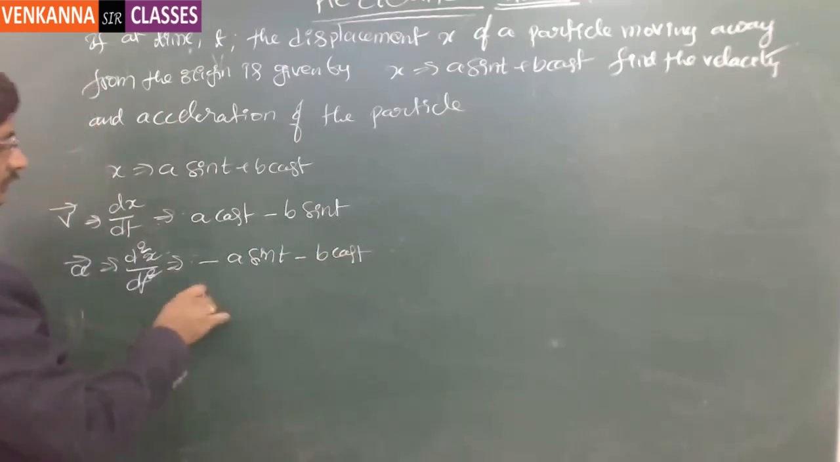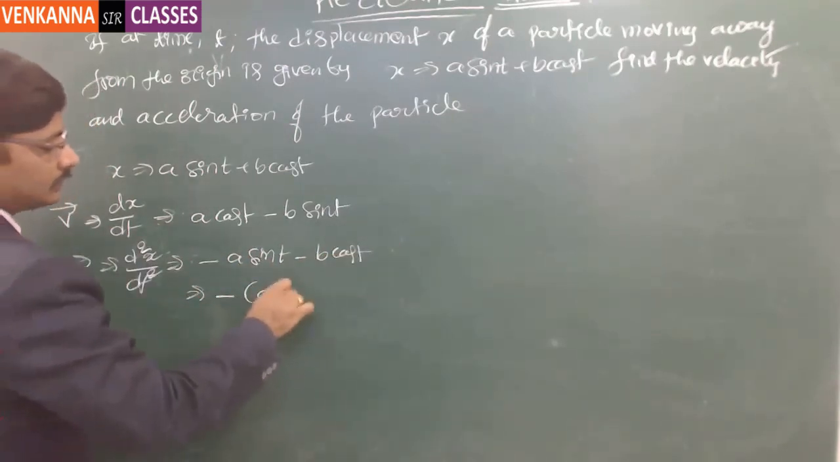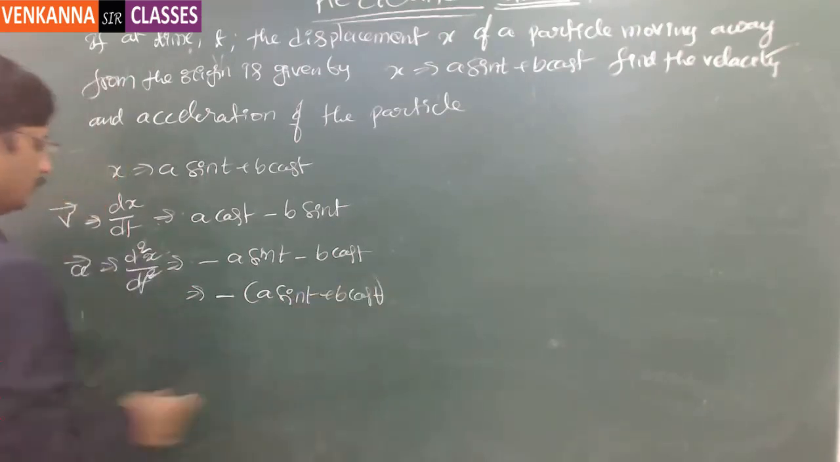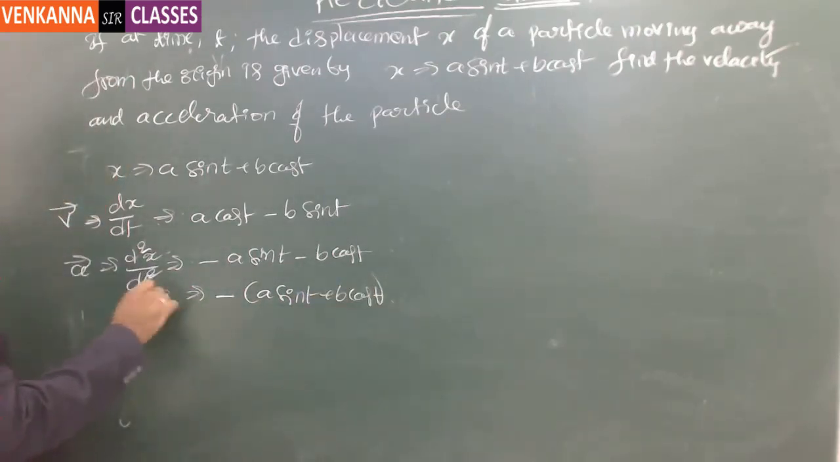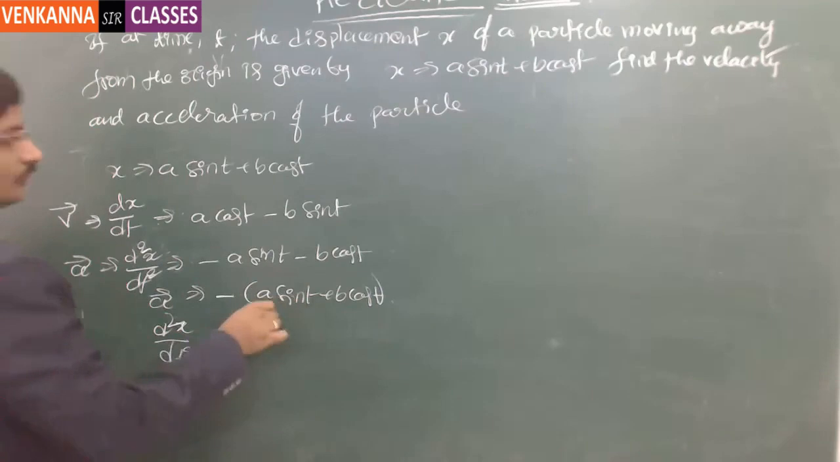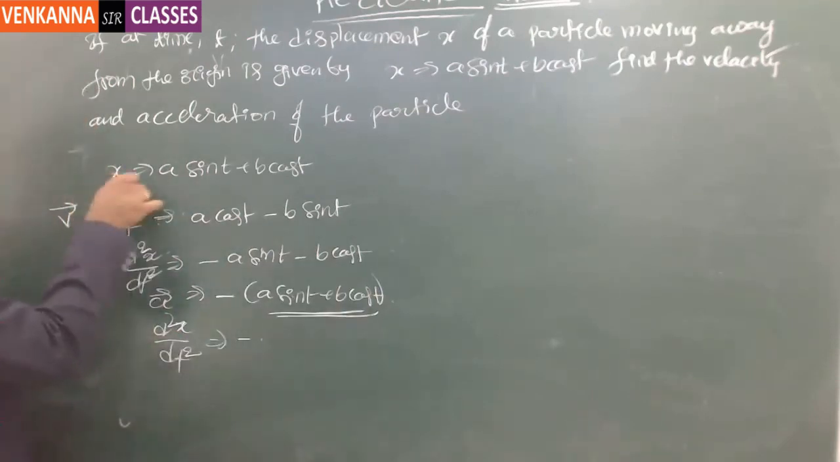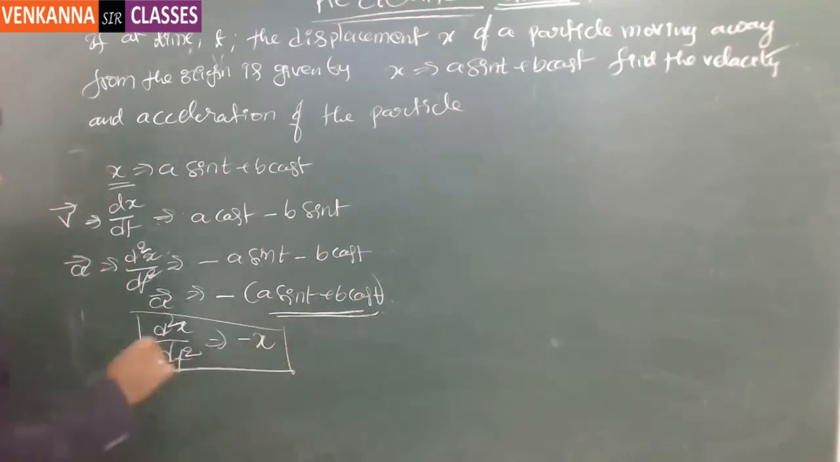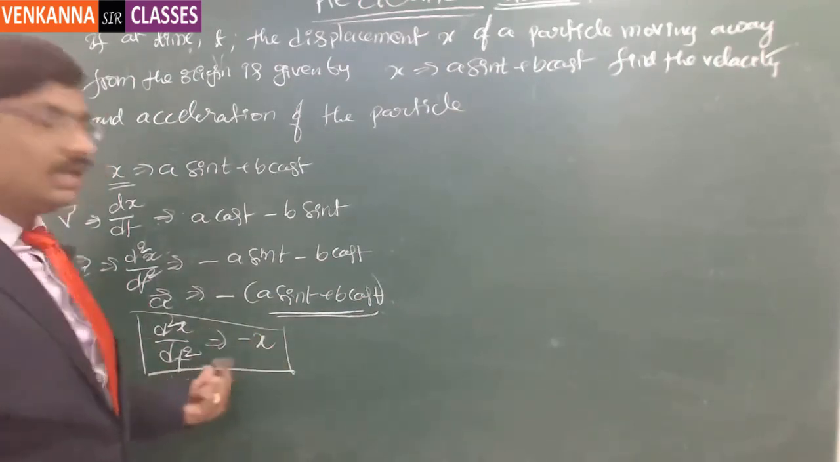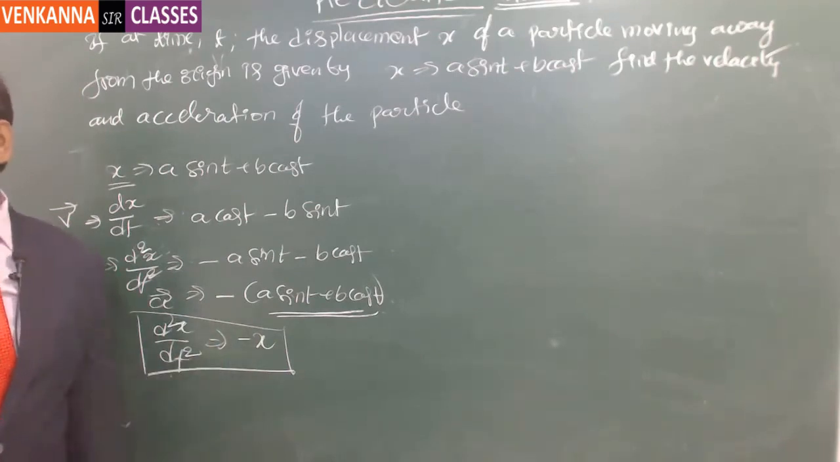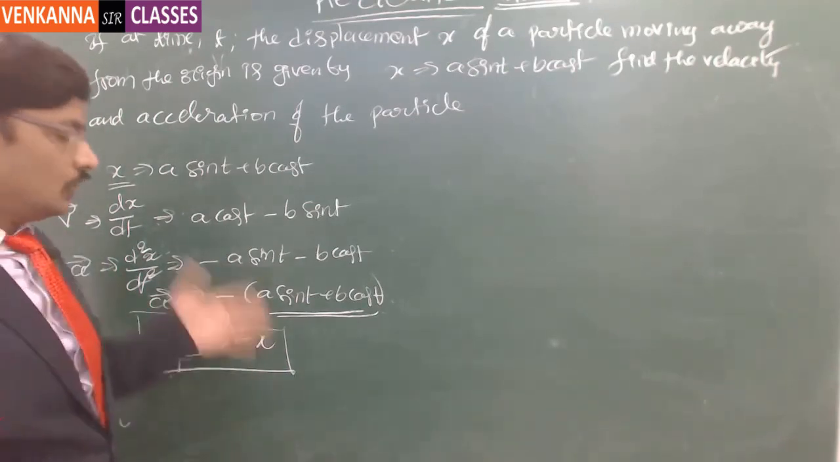Now here if you notice, this is minus of a sin t plus b cos t. So this is the acceleration. So this acceleration, d square x by dt square, is equal to minus of whatever is there here, which is nothing but the x value. So this is minus of x. Yesterday I gave an important analogy: any differential equation of this particular form represents simple harmonic motion.